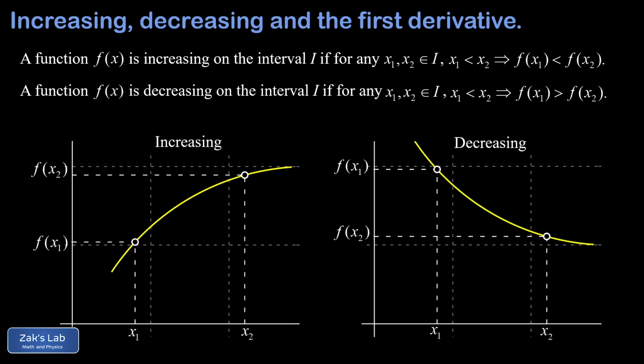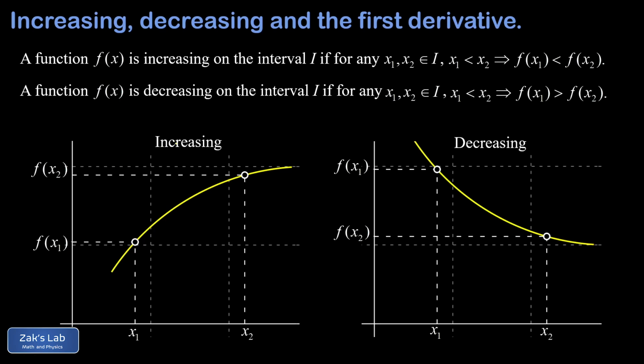When we say increasing, we mean the function goes up as we move from left to right. So in our definition, we're saying that f of x is increasing on some interval I if for any two x values, x1 and x2 belonging to I, x1 being less than x2, in other words, x1 is left, implies that f of x1 is less than f of x2. In other words, if x1 is to the left of x2, then f of x1 is below f of x2. It's lower on the graph.